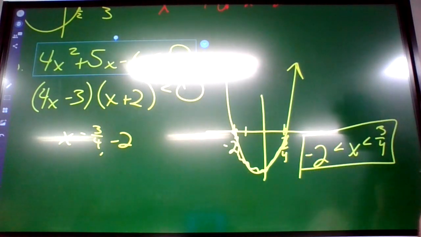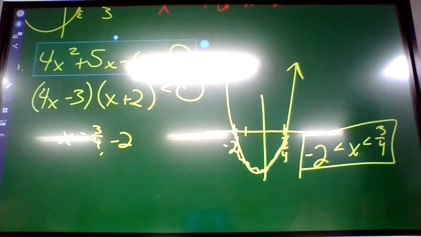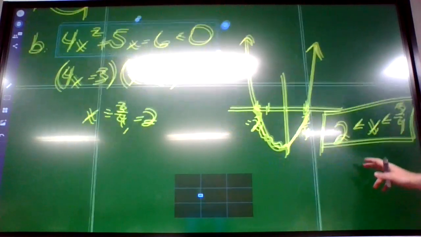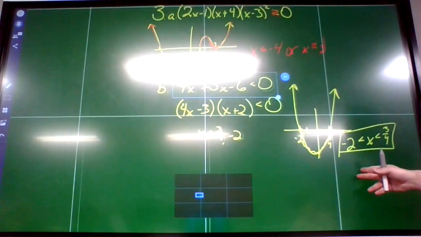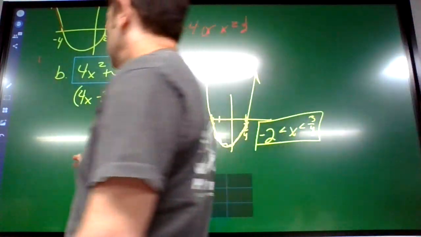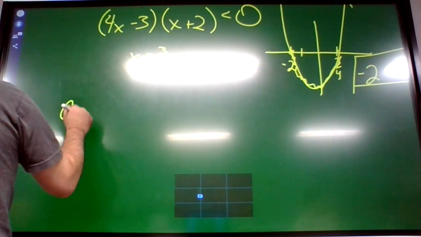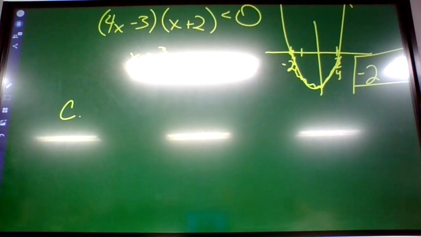Yoink. We're almost done with it. John Deere Green. There's a C. There is.